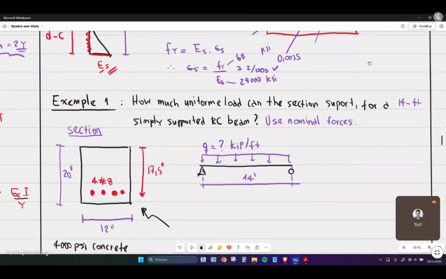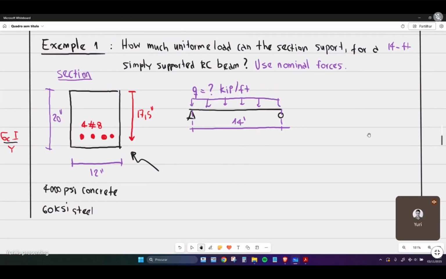For the last part of this class, we're going to do example number 1, which is a very interesting example. I'll talk about this in the next video. But the idea here is: how much uniform loading can a 14 feet span simply supported reinforced concrete beam support if we have this cross section here? If we have a 20 by 12 inches section with 4 number 8 bars, how much would that beam support? So stay tuned for the next video.